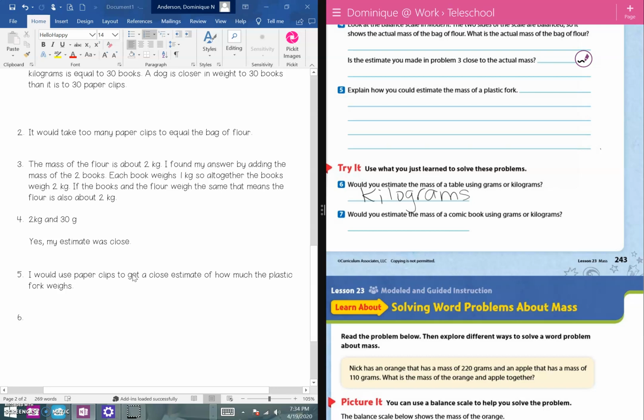Number 7 says, would you estimate the mass of a comic book using grams or kilograms? So let's think. Now, a comic book is a softcover book. It doesn't have as many pages as a hardcover book or a chapter book. So would we want to use paper clips, which are equal to grams, or would we use hardcover books, which are equal to kilograms? We would use grams, guys, because the grams are much lighter, and a hardcover book is already heavier than a comic book. So we can't use a hardcover book anyways. The kilograms are heavier than the comic book. So our option is grams.